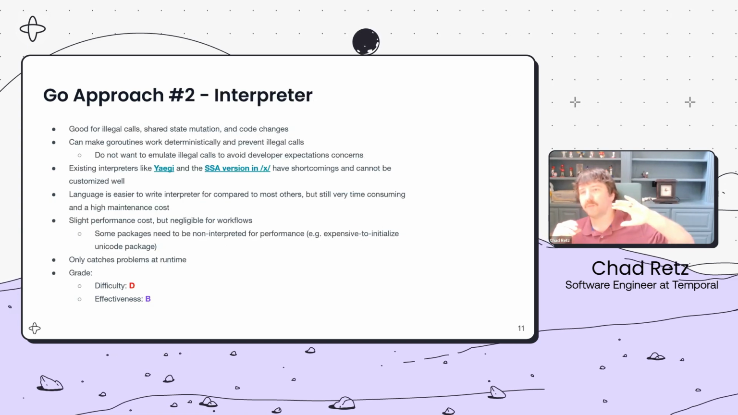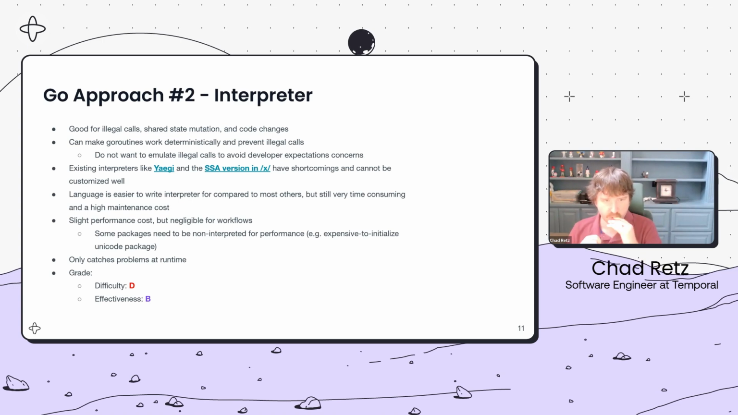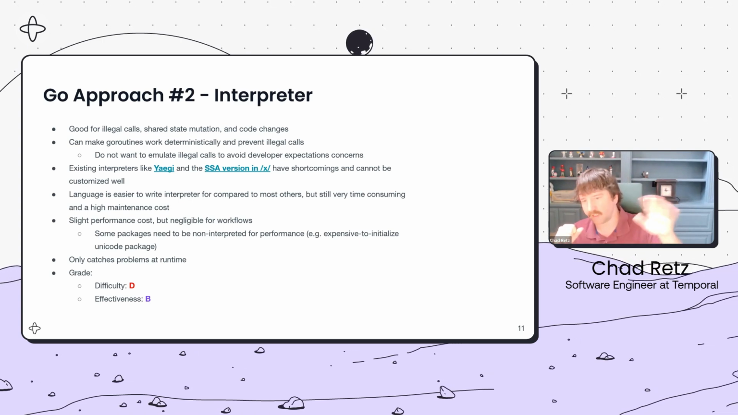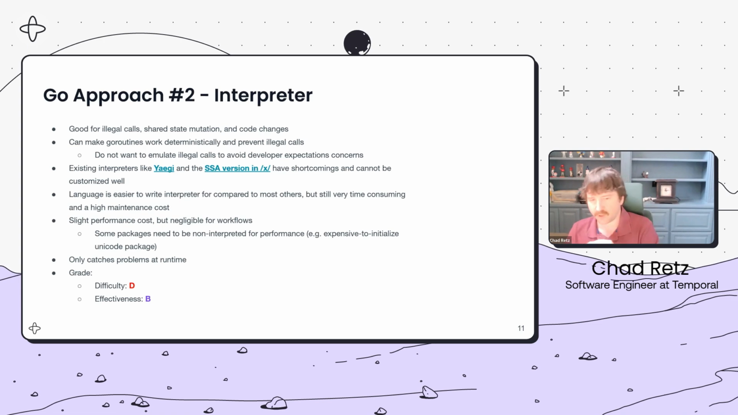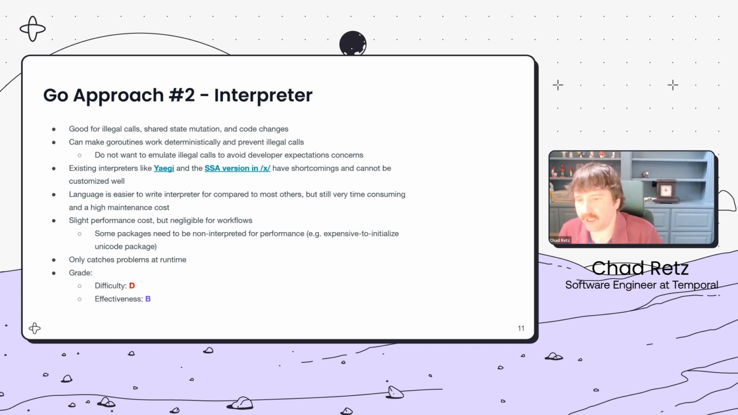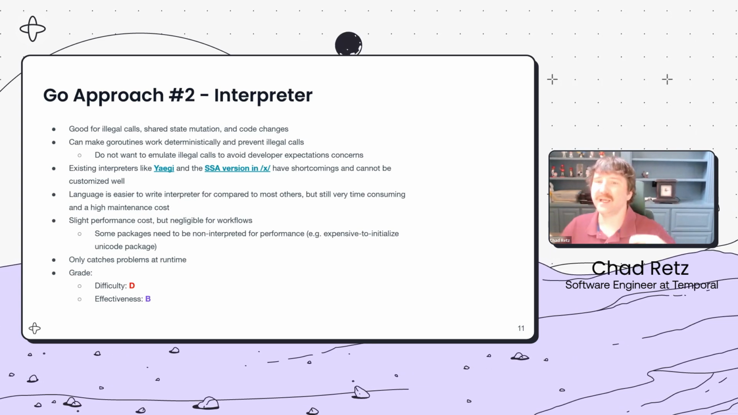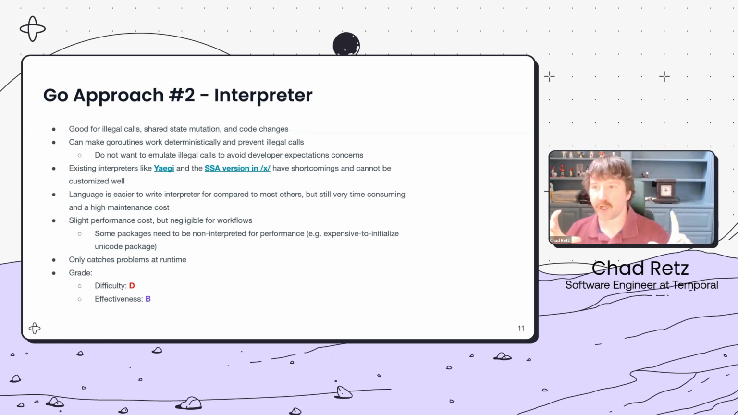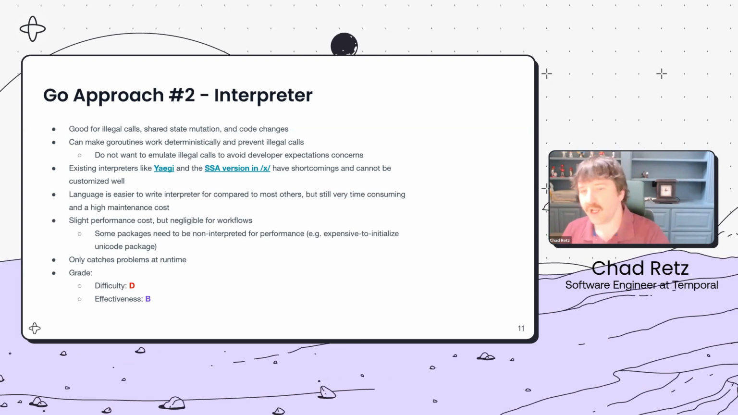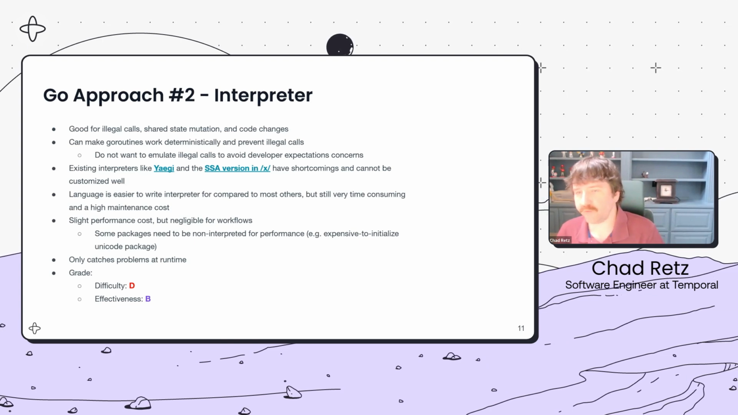So there's also a possibility of writing an interpreter, and interpreters exist for Go, the Yaegi one. There's an SSA one inside of Go's auth library there, but both of them are not full featured. And we'd have to write our own full featured one. This would be great. It is very challenging. It's easier to do in Go than it is in other languages, but it's still incredibly challenging and difficult to maintain and may not be worth it for a lot of users.